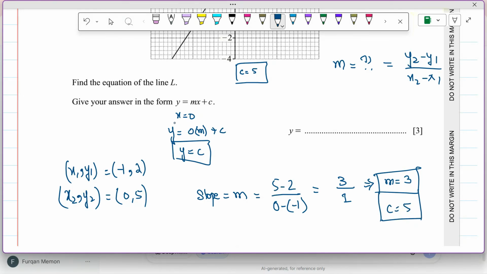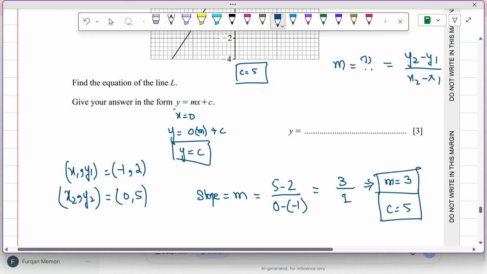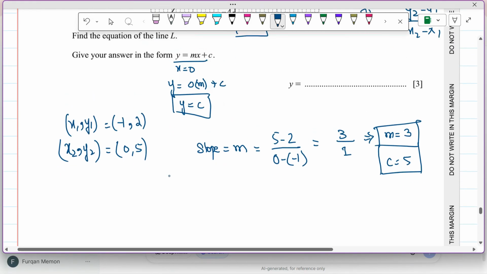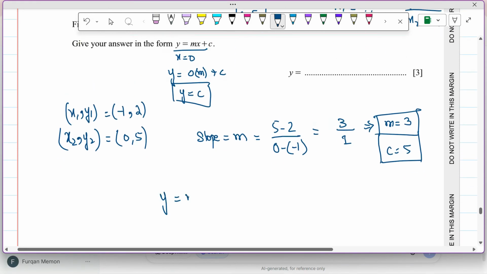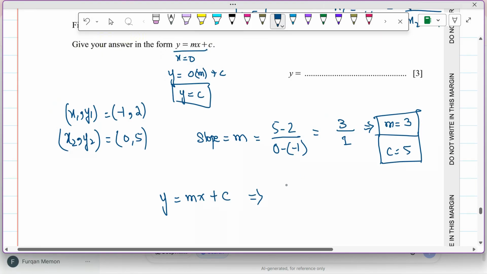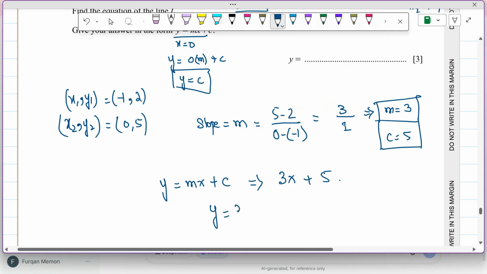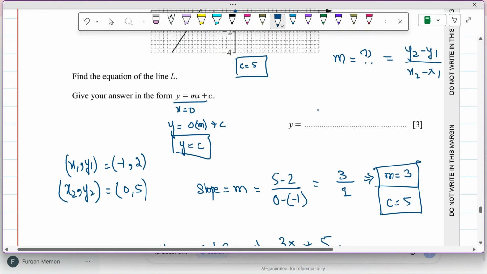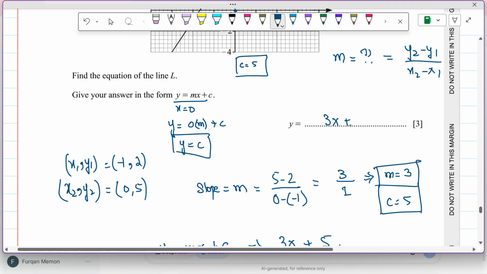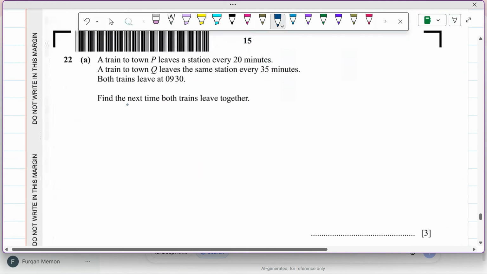Using these two pieces of information and plugging these two values into the equation of the line, we can get the equation of the line. So y is equal to mx plus c, which is 3 times x plus 5. So y is equal to 3x plus 5.